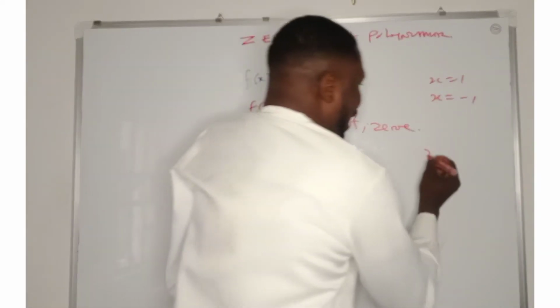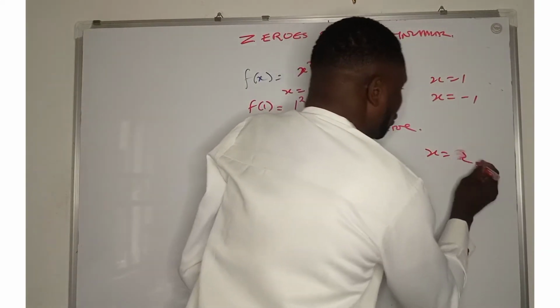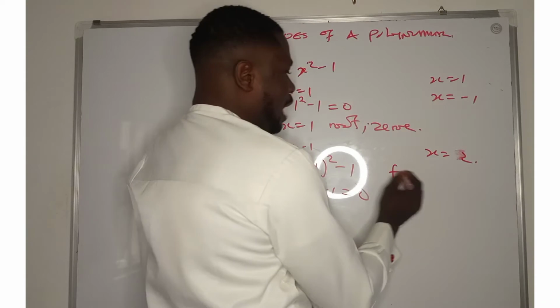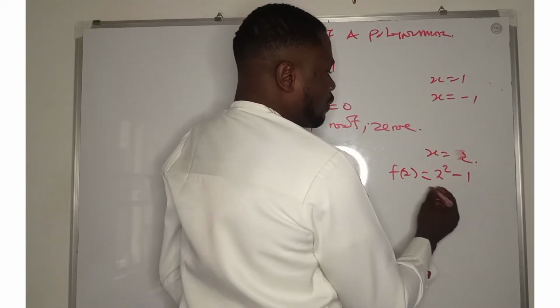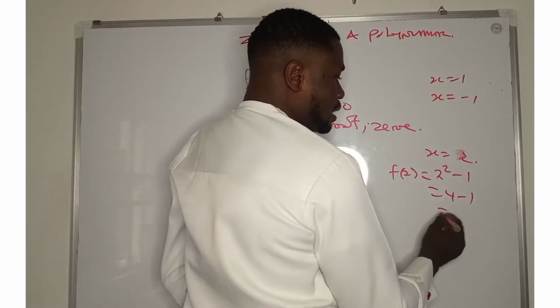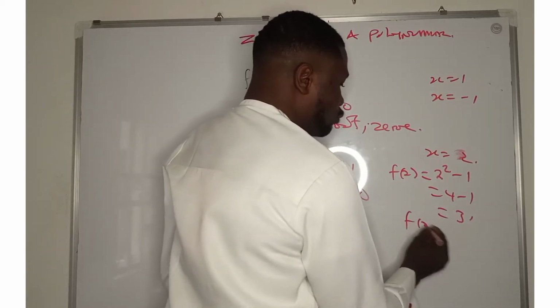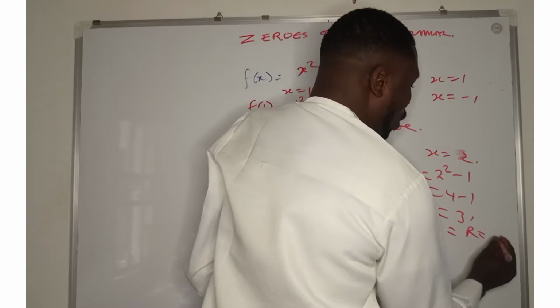Let's try another. Let's say x equal to 2. We substitute. That's f of 2. That will give us 2 raised to power 2 minus 1. Of course, this will be 4 minus 1, which is equal to 3. You can see that f of 2 gives us a remainder of 3.